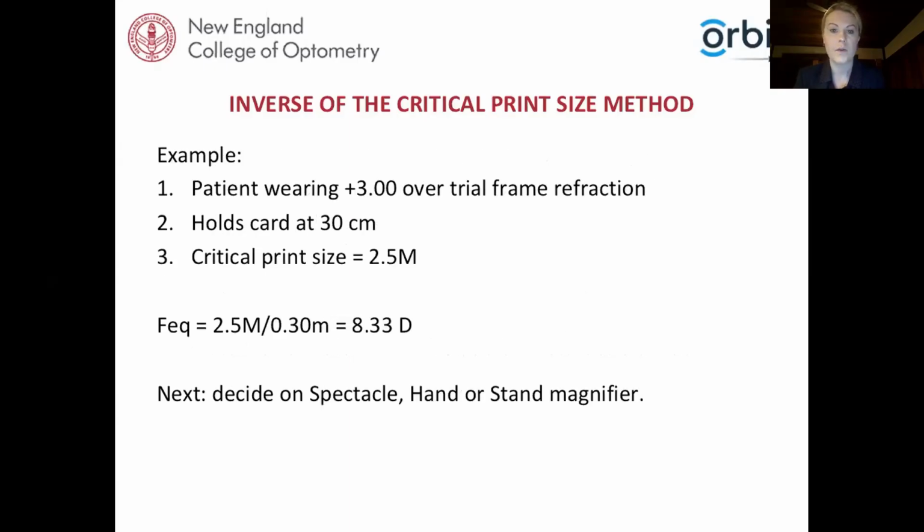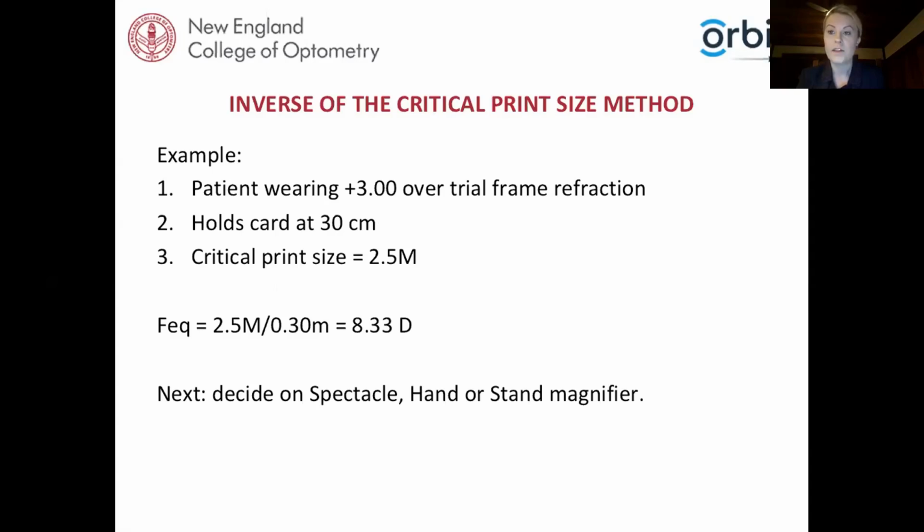So in this example, if we have a patient wearing a +3 near addition over the trial frame refraction that we did in our exam, they're holding the card so it's in focus at 30 centimeters, and that critical print size is 2.5M. That's the last print that they read at their maximum speed. We take the inverse of this critical print size acuity, so 2.5M divided by that 30 centimeter test distance, and we get an estimate that this patient requires around 8 diopters to read 1M print.